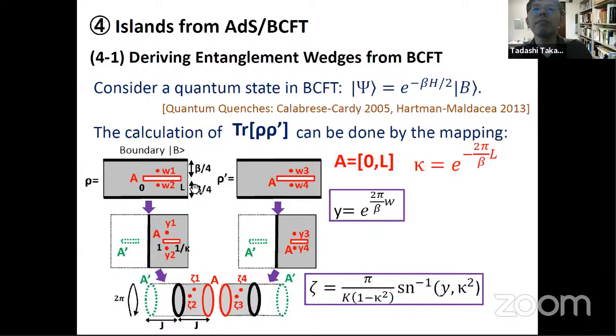And then we have W1, W2, and rho and rho prime. W1 and W3 is a different point. We excite a different point, and we do some conformal mapping. And in the end we get this kind of cylindrical picture with just a single slit, using some kind of elliptic map. I'm not going into details.